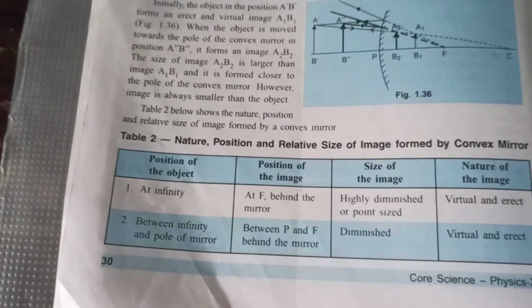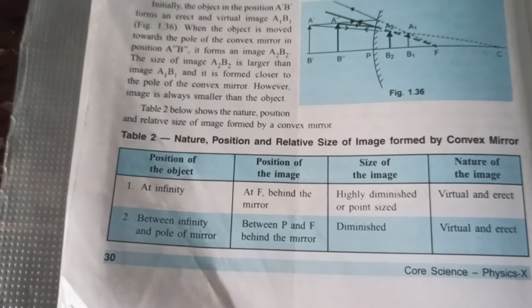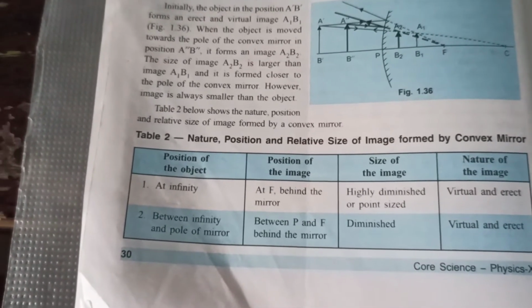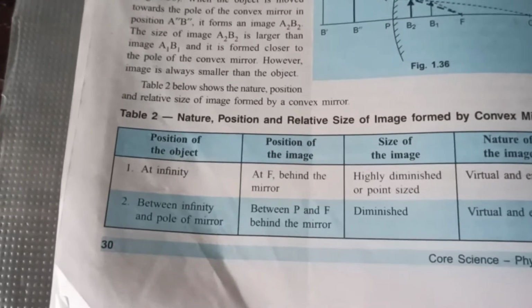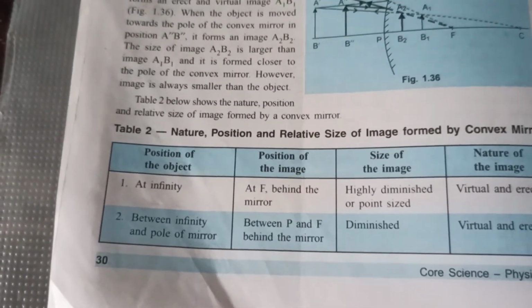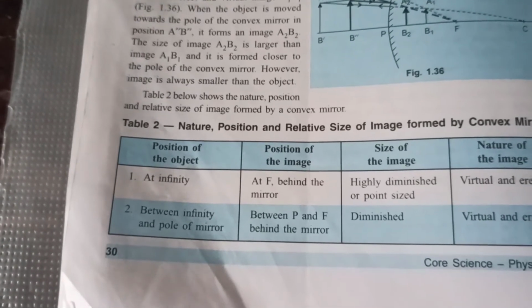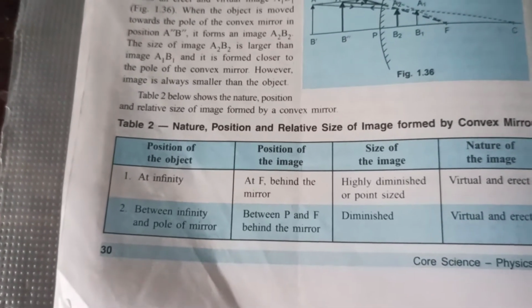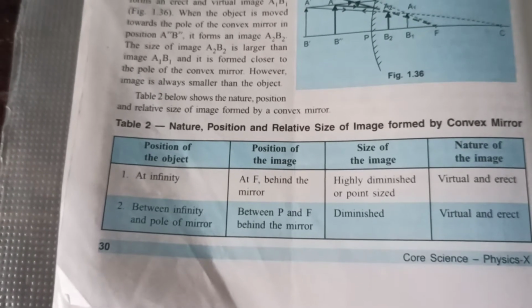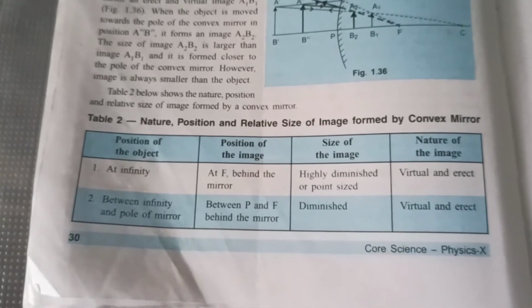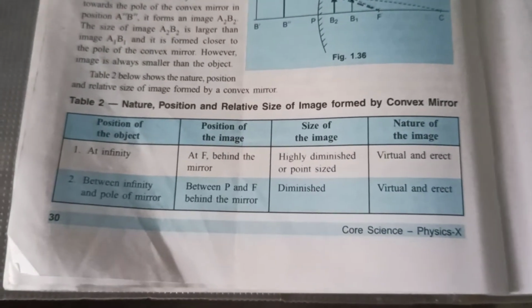Table 2: nature, position and relative size of the image formed by a convex mirror. Now let us learn these two diagrams with the help of this table. You can see in table 2, point number 1, the position of the object is given at infinity, position of the image at F, that is focus, behind the mirror, size of the image highly diminished, nature of the image virtual and erect.